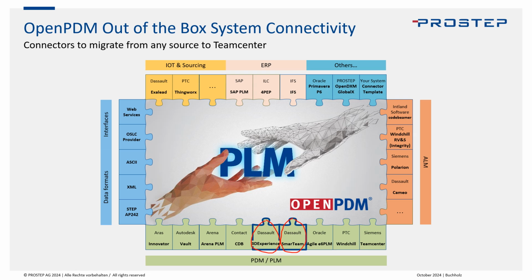You can also find other Dassault products here around the core services of OpenPDM, for example, Cameo or Exalead. These are both products from Dassault which are usually not used during migration. So when we are talking about migration, these two connectors are the most important ones that we are offering around the Dassault product portfolio.